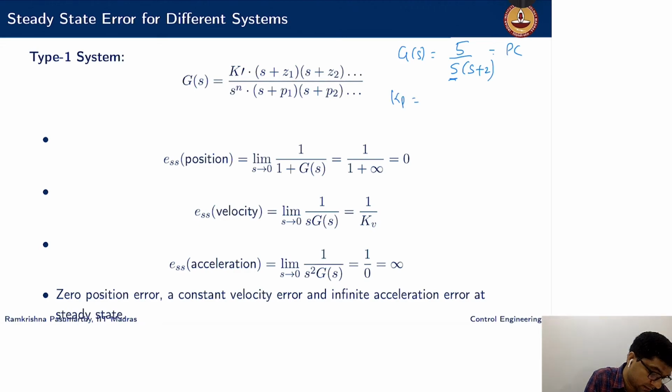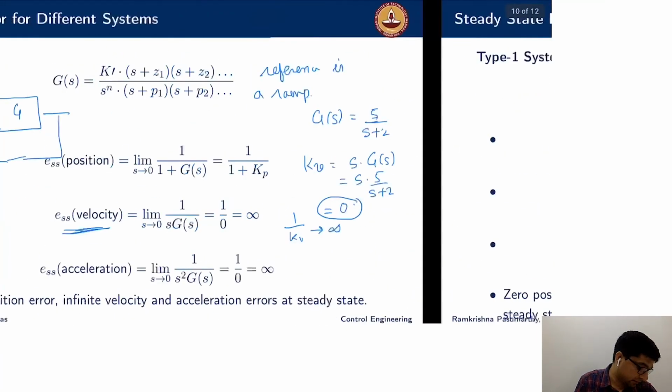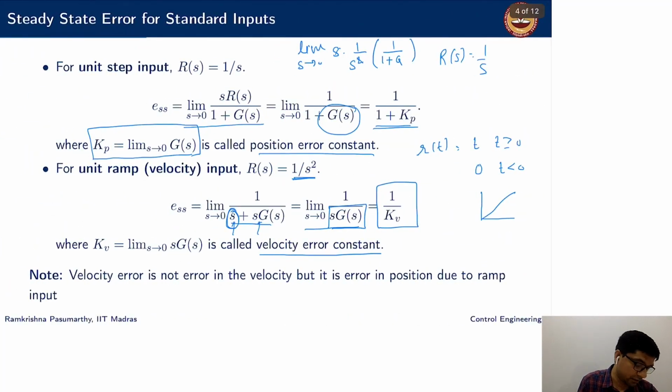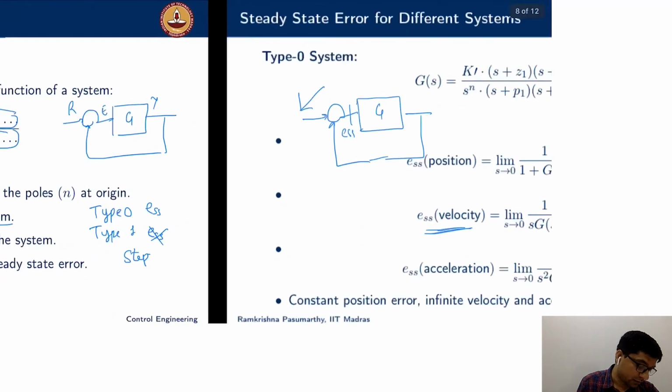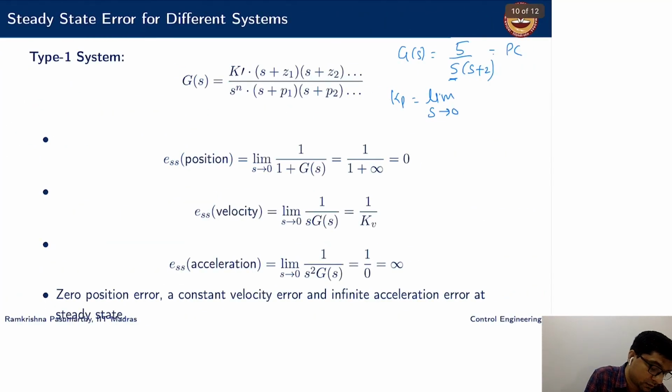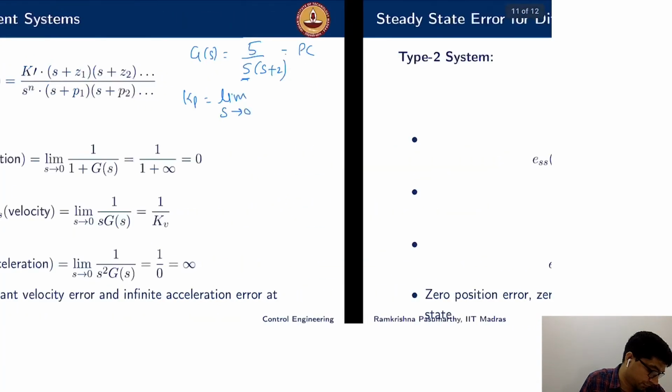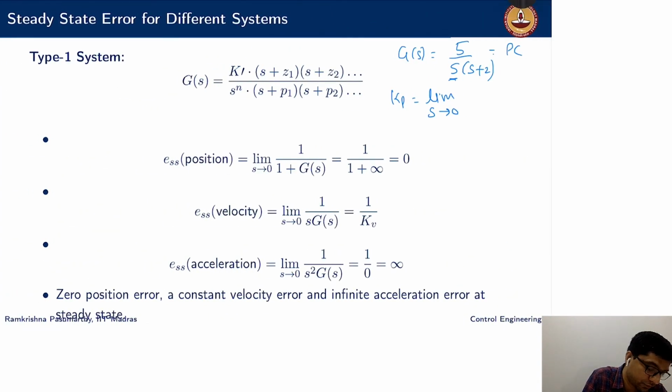Kp is limit S going to 0. Let's recall the definition. Kp was equal to limit S going to 0, G of S. So this will be 5 over S, S plus 2, which means Kp will now be infinity because of the S in the denominator. If Kp is infinity, steady state error is 0.